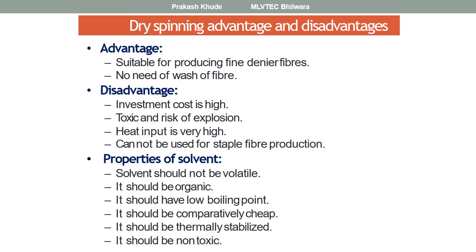Next, what properties should the solvent have? The solvent should be volatile. It should be organic. It should have a low boiling point. It should be comparatively cheap. It should be thermally stable and it should not be toxic. These are the requirements for the solvent in dry spinning systems.